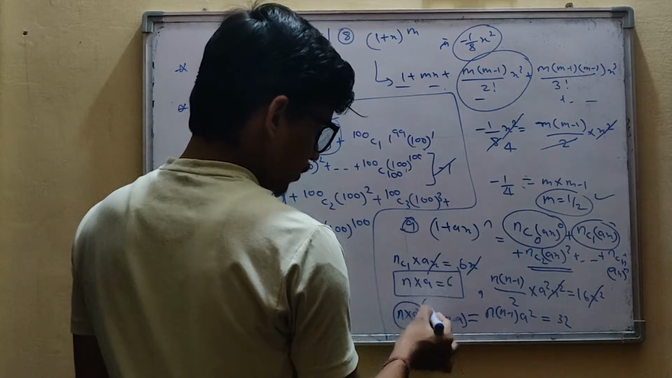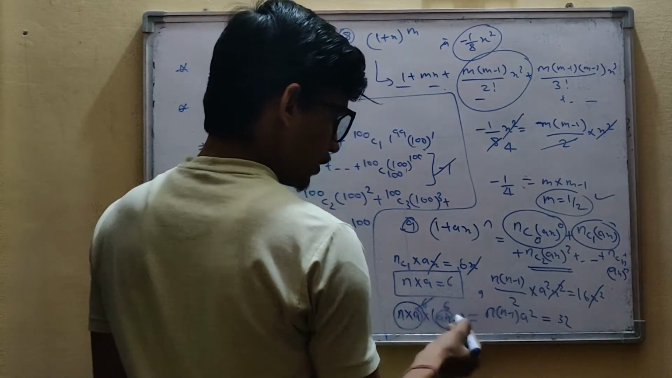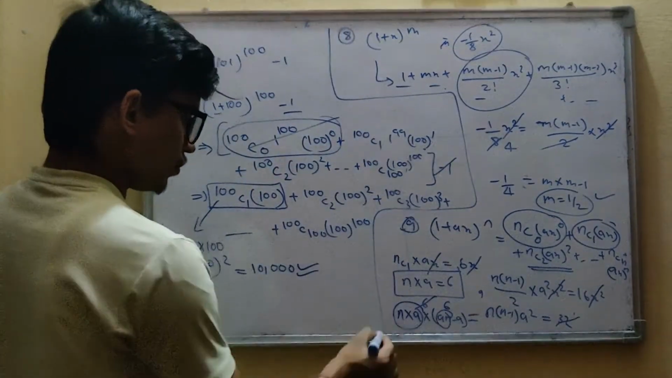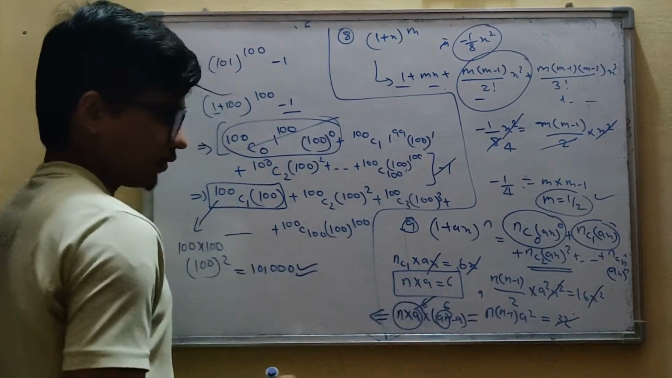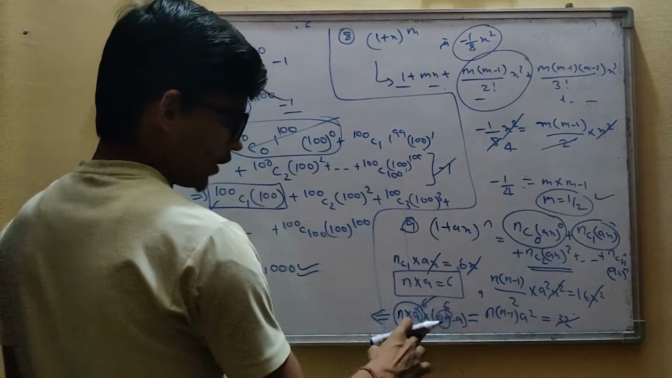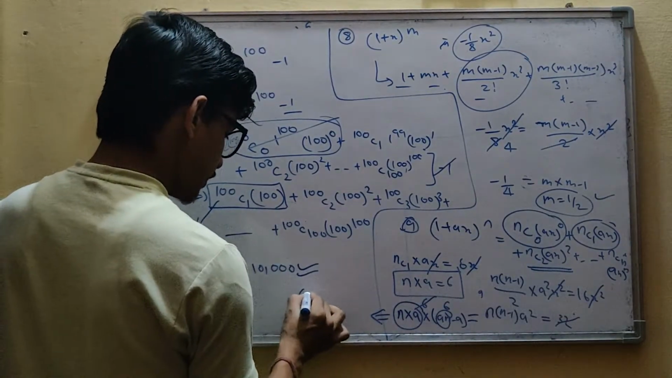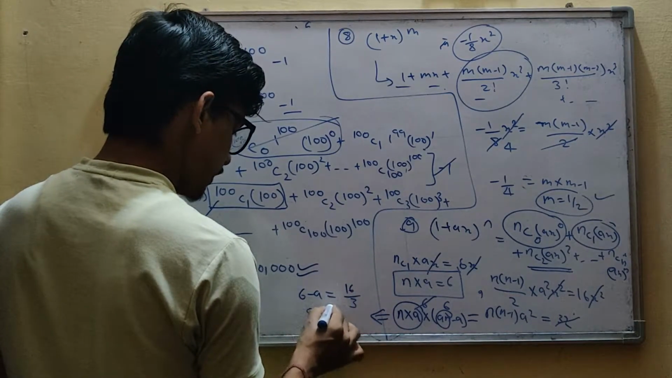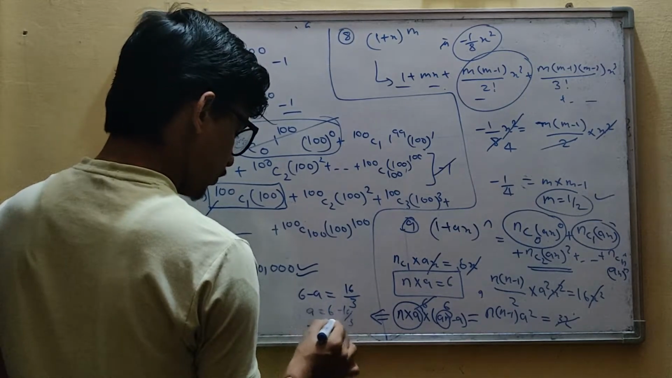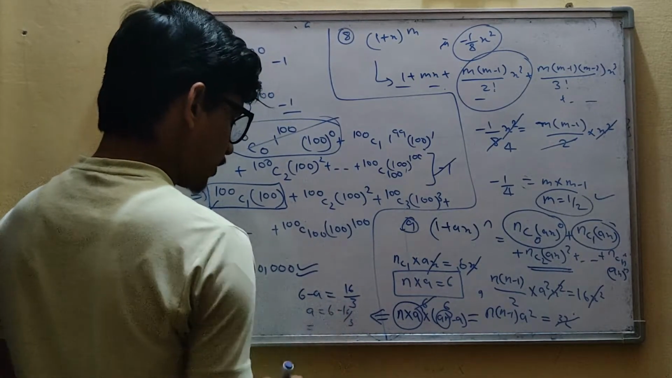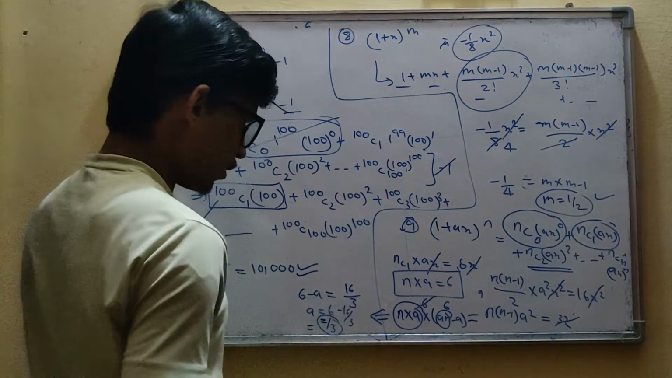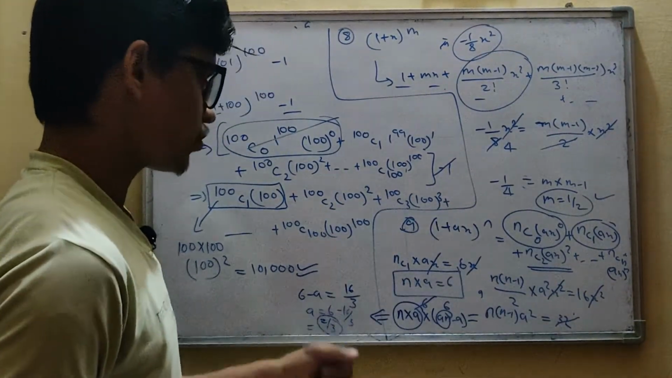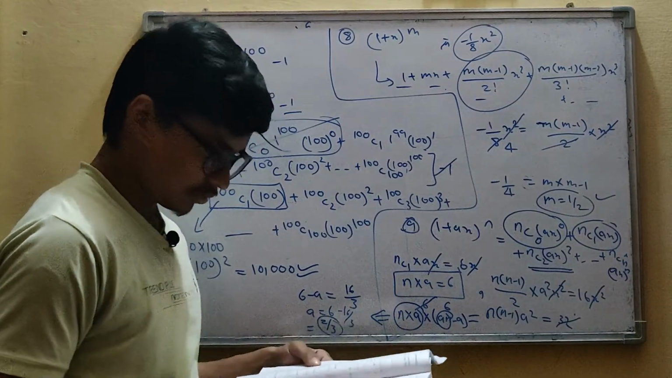So what is the value of na? 6. What is the value of an? 6. Now 6 will go here, and it will become 32 by 6. Please write it in the correct form. So this is going to be 6 minus a equals 32 by 6 minus 6, which is 16 by 3. So a is going to be 6 minus 16 by 3. 18 minus 16 is 2 by 3. So the value of a is 2 by 3, and by looking at this, you get option C. You can also substitute the value of a and verify it, right?